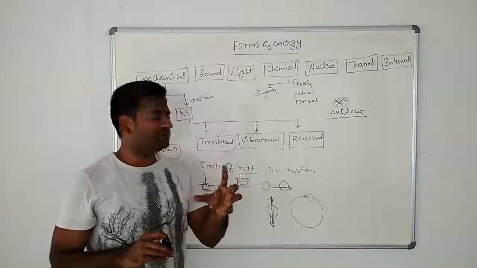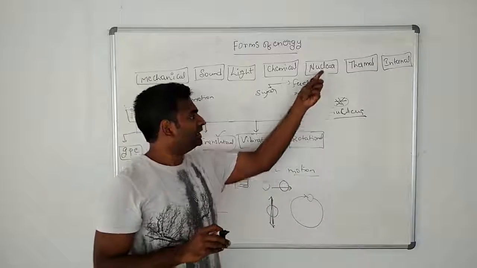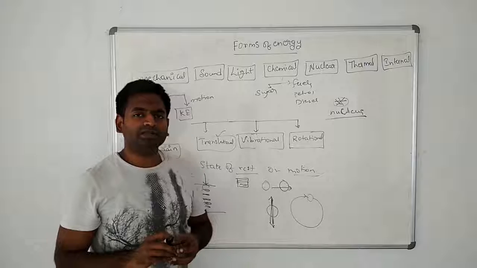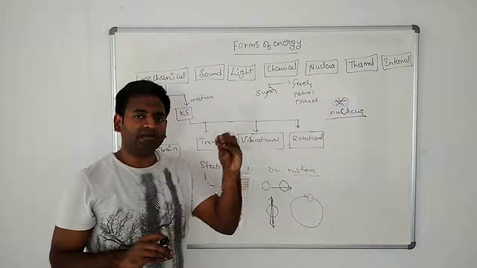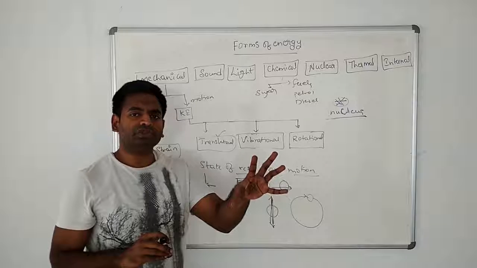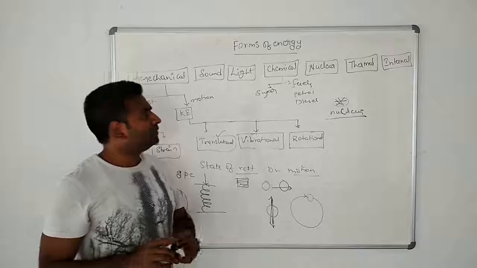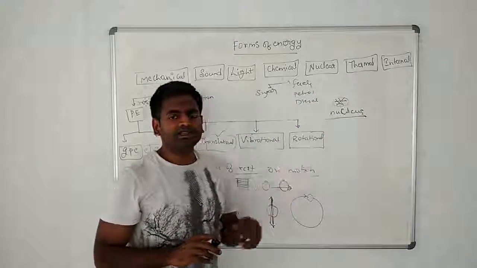When we split the nucleus, we produce electricity, nuclear electricity, in nuclear power plants. In nuclear power plants, we take the nucleus of an atom and split it, and energy is produced. That energy is used to create electrical energy. So the nucleus of an atom has energy.